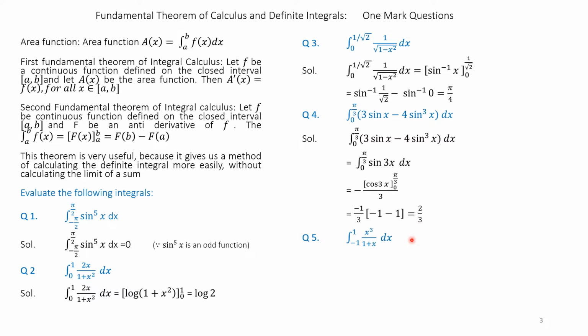Question number 5. Integral from minus 1 to plus 1, that is, lower limit is minus 1, upper limit is plus 1, of x cube by 1 plus x dx. Therefore, the solution is the integral from minus 1 to plus 1 of x cube by 1 plus x dx. That is equal to 0 because x cube by 1 plus x is an odd function.